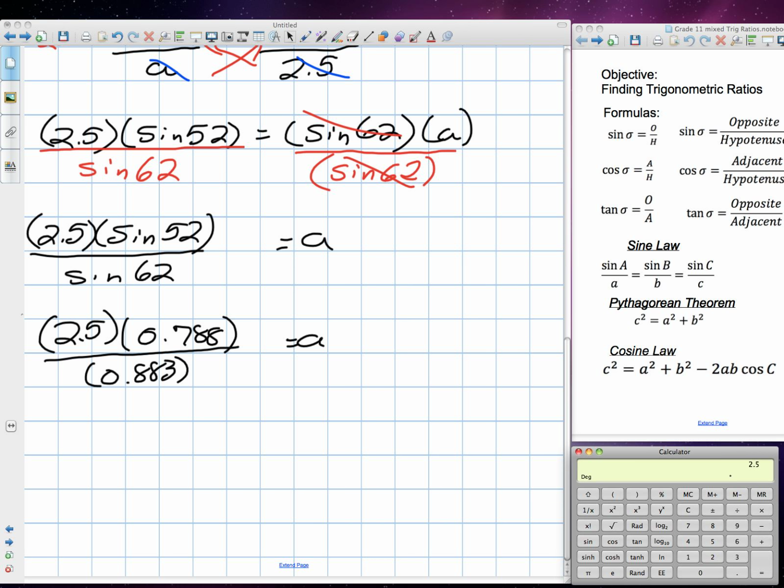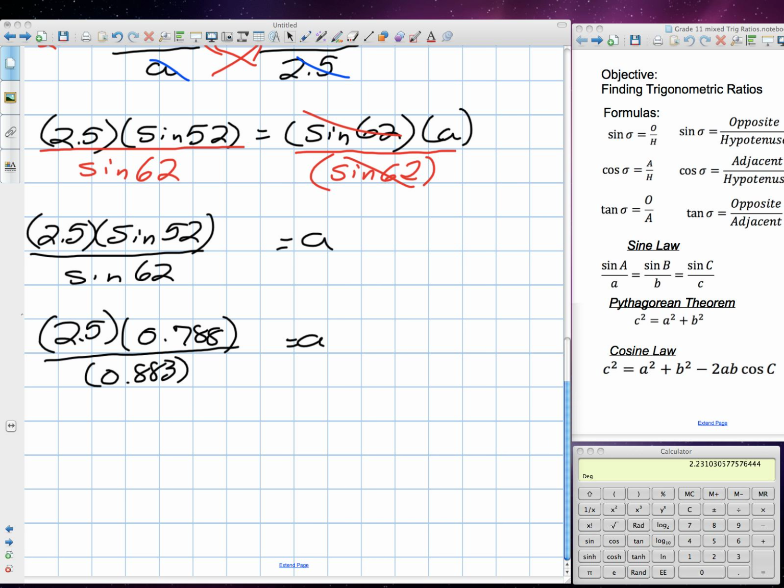So I take my numbers, 2.5 times 0.788, and then I divide that. Divided by 0.883. Oops, it's all wrong. 2.5 times 0.788 divided by 0.883. I got 2.23. So side A is equal to 2.23 kilometers.